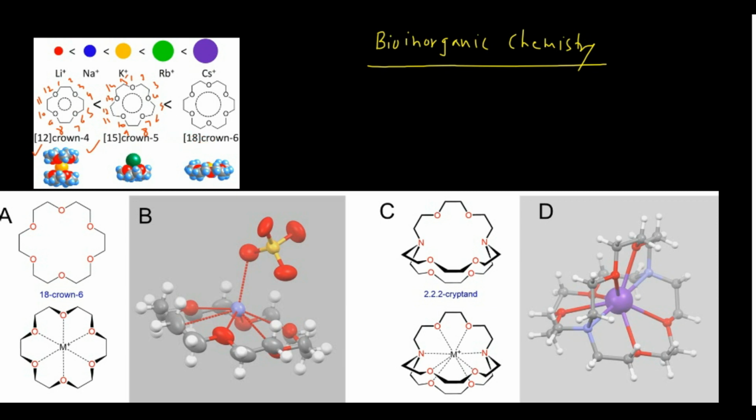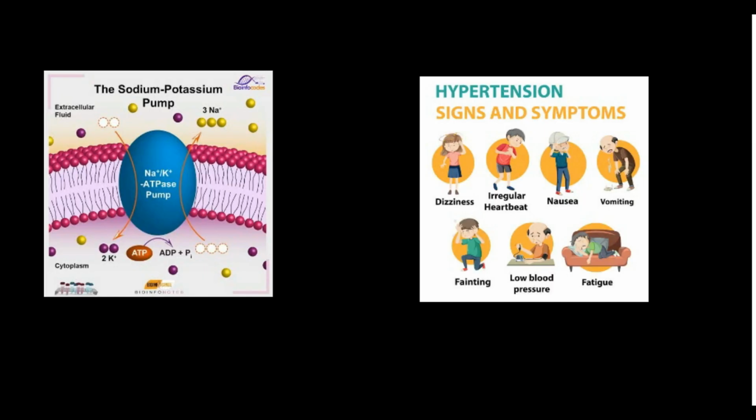Along with these crown ethers, the cryptand compounds are also there, but I am not discussing the cryptand compounds here. Okay, I'll discuss this in the later stages. So what is bioinorganic chemistry? For bioinorganic chemistry, the sodium and potassium ions are very important for us. Not only sodium and potassium, but along with these alkali metals, alkaline earth metals like magnesium and calcium are equally important for us.